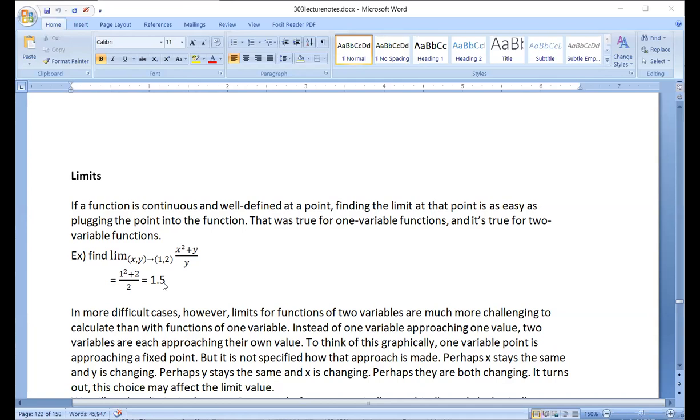So think about the previous problem. We had (x, y) going to the point (1, 2). How can (x, y) approach the point (1, 2)? How many possibilities are there? Well, it could be coming from the left or from the right if x is changing. Or y could be changing, so it could be coming from the top or from the bottom. Or it could be coming from some totally other orientation. Perhaps x is changing and y is constant, perhaps x is constant and y is changing, or perhaps they're both changing. So basically, there are infinitely many possibilities.